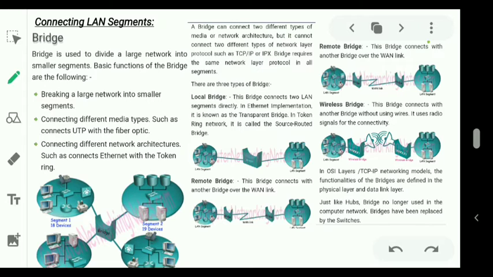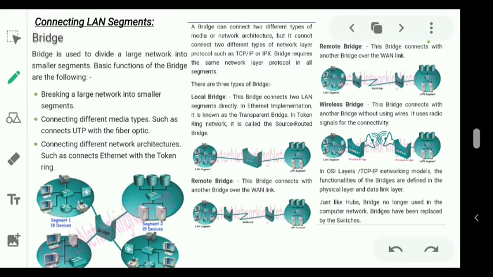So what is the purpose of using the bridge? Number one, breaking the larger network into smaller segments. And number two, connecting different media types, such as connecting UTP with fiber optics, or connecting different network architectures, such as connecting Ethernet with a token ring. We actually don't know what kind of LAN segment LAN 1 is using and LAN 2 is using. That's why they can use different types of technology, topology, and different kinds of cabling also. So we are connecting those small LAN segments through this bridge.